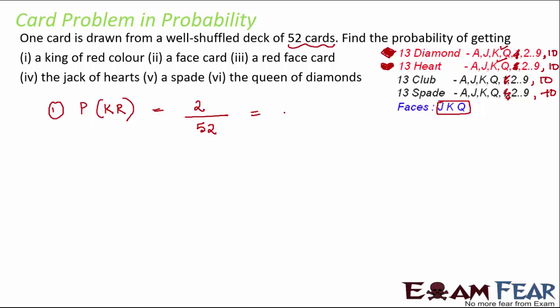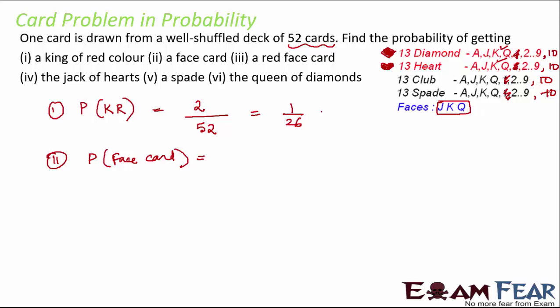So therefore the probability of getting a red king would be 1 upon 26. The second question says a face card. So how many face cards, probability of getting a face card? So how many total face cards do we have? Face card means jack, king, queen.